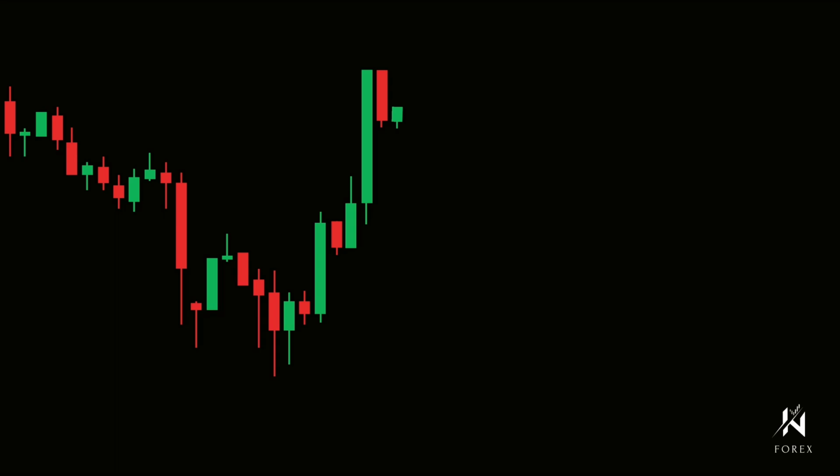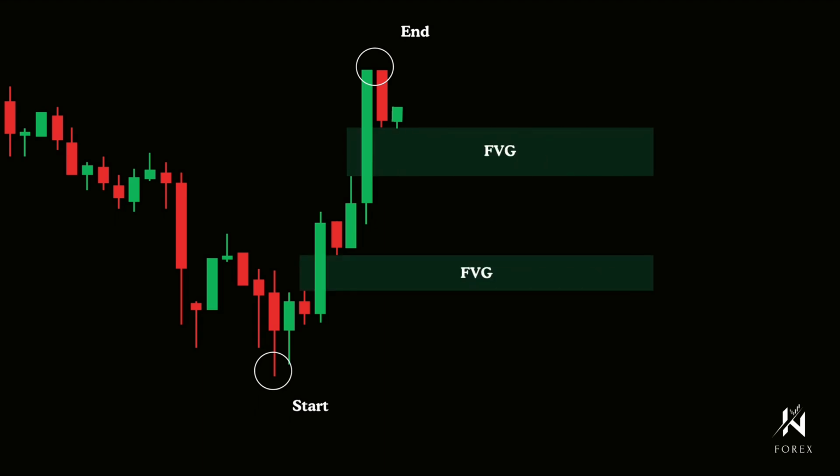For instance, in this setup, the most recent impulsive move started from this point and extended up to this level. Within this leg, we can identify 2 fair value gaps. The market often retraces to these zones to balance price inefficiencies, and once it does, these areas generally act as support, helping push price further upward.